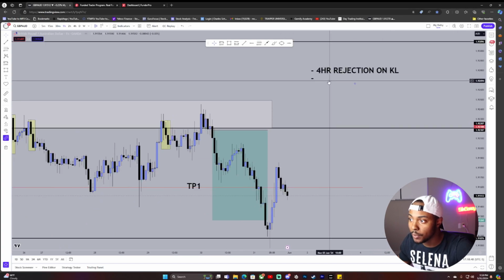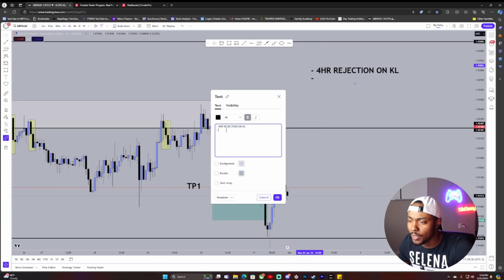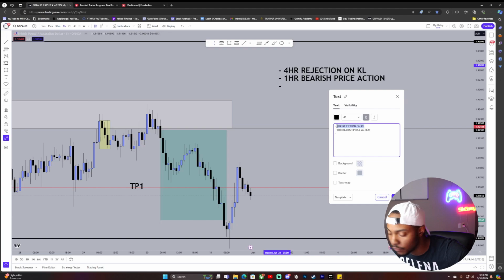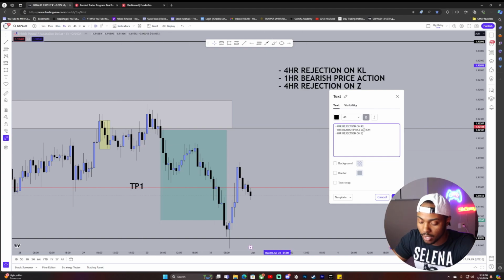So we saw the 4-hour rejections. We saw the 1 hour bearish. Let's just put bearish price action. So that was confluence number 2. And we were also getting a 4-hour rejection just off of that zone in general. So let me put zone. So I'm seeing rejection, bearish price action, more rejection. And I knew it was a counter trend trade, so we did trade the pullback.